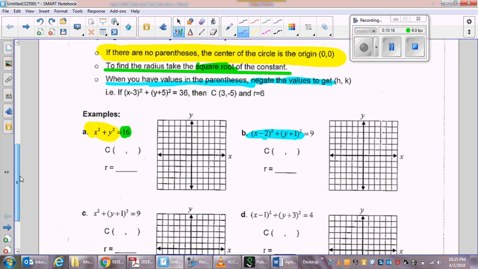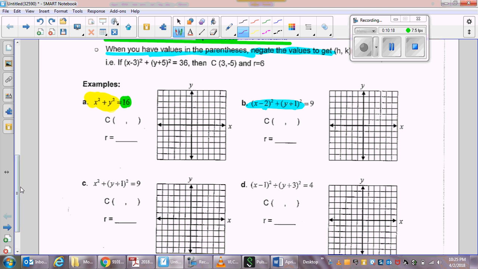So we're just going to do these two examples. What would happen is they would give you an equation like this, and they would ask you, okay, what is the center of this equation? Since I don't have any parentheses, the center for this one is just going to be the origin, which is 0 and 0.